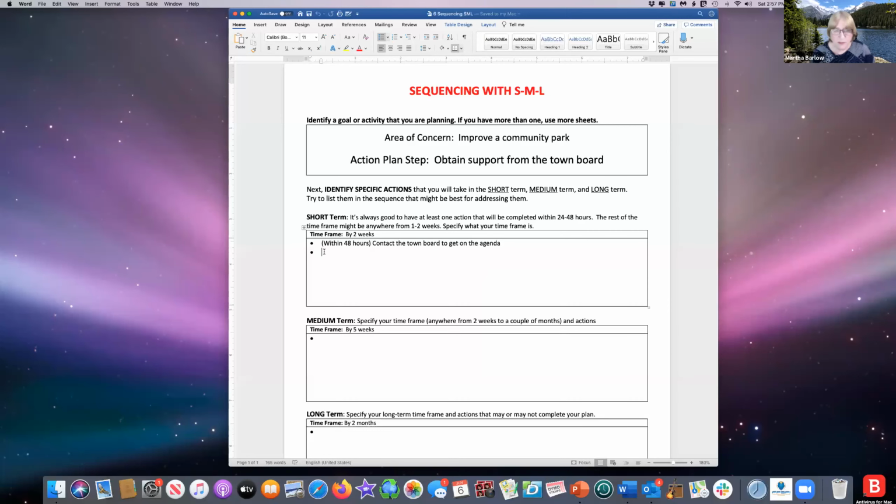Contact people who will support your idea. Develop a plan. Do an analysis on the neighborhood. Put together a petition you might be able to use. Figure out what resources you might need. Okay, I'd say let's go on to medium.